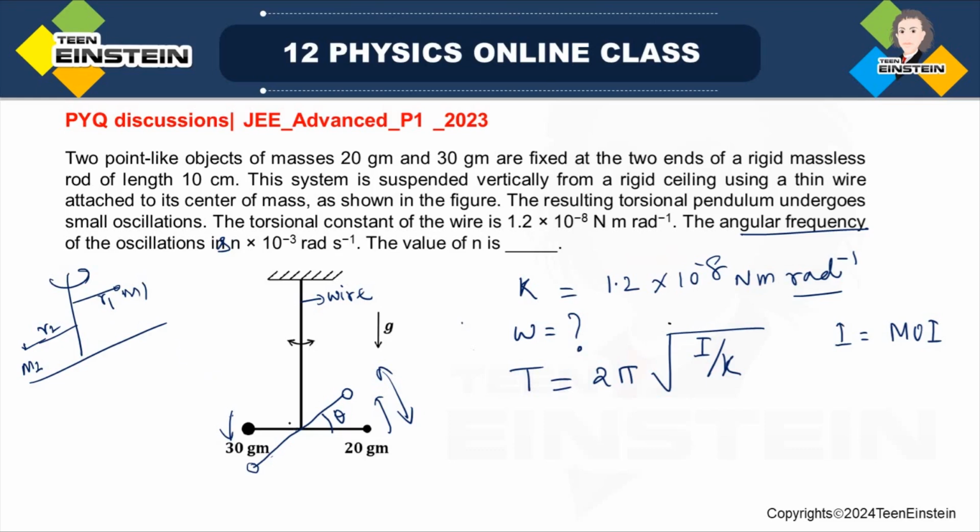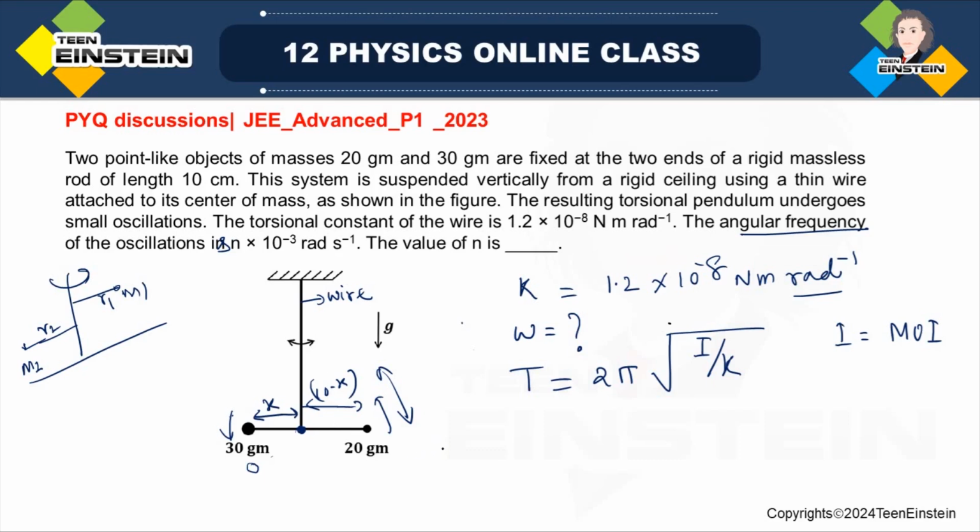So for finding out moment of inertia, we need to know what is the distance from here to here and here to here. We have already learned from the question that this point is actually the center of mass. So let us find out the position of the center of mass. If I say this is x distance, then this will be 10 minus x, okay. So this is 10 minus x, right?